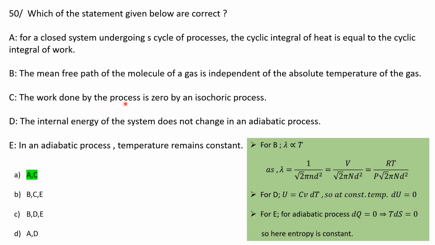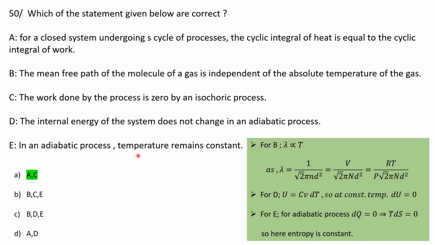Then the work done by the process is 0 in an isochoric process. We know that W is equal to PdV. So in an isochoric process volume is constant, so dV will be equal to 0, so the work done also will be 0. So option C is also correct. Then the internal energy of the system does not change in an adiabatic process. So we know that U is equal to nCvdT. So at constant temperature delta U is equal to 0, but not in an adiabatic process, because we know that in an adiabatic process delta Q is equal to 0, which says that entropy change will be 0 here. So option D is also incorrect.